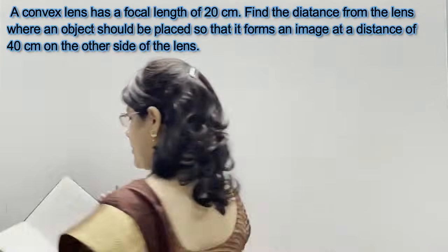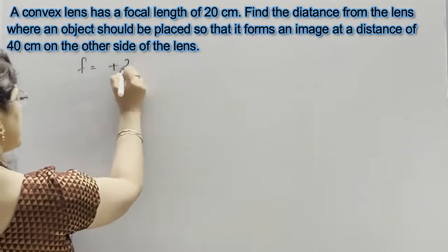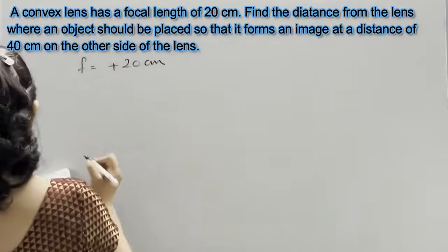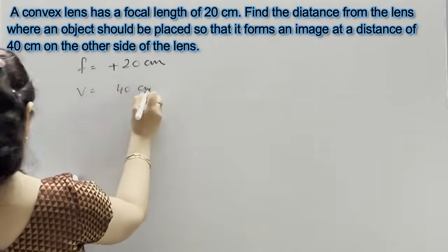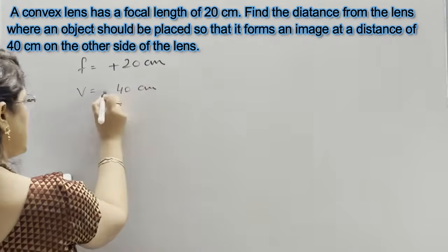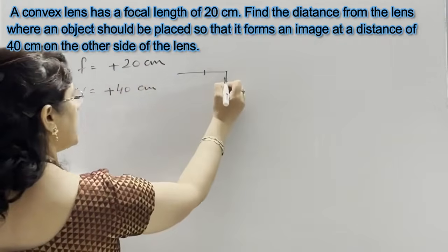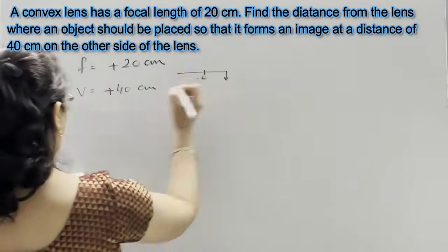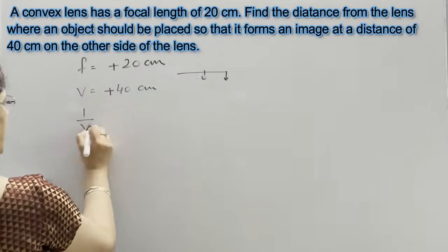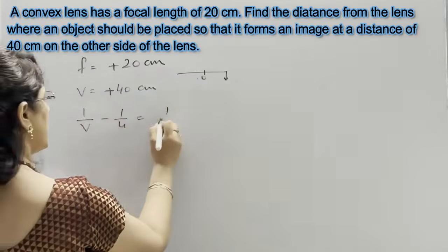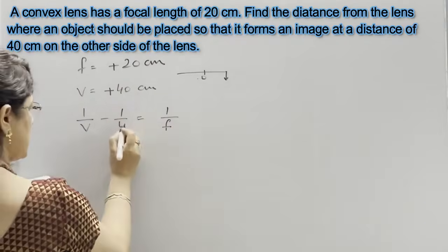So according to the question, the focal length is 20 cm. Focal length of a convex lens, so plus 20 cm, and the image is forming at a distance of 40 cm on the other side of the lens. It means it is also taken as positive because we are taking the image on the other side of the optical center. So straightaway coming to the lens formula, 1 by v minus 1 by u is equal to 1 by f. We have to calculate the object distance u.